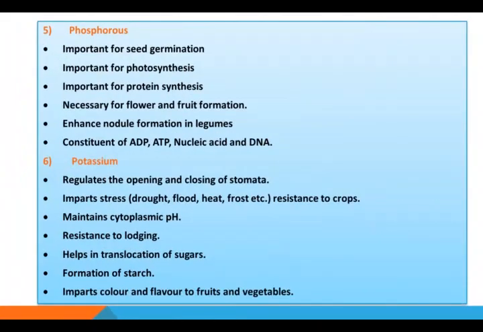Phosphorus. Phosphorus is important for seed germination. It plays an important role as far as photosynthesis is concerned. It is also important for protein synthesis. Phosphorus is necessary for flower and fruit formation. It enhances nodule formation in leguminous plants like peas. It is an important constituent of adenosine triphosphate, adenosine diphosphate, nucleic acid, and DNA.